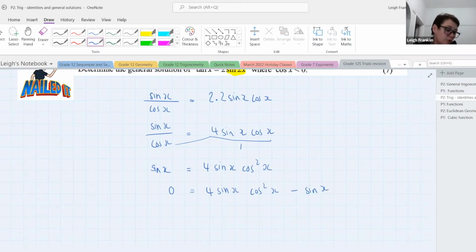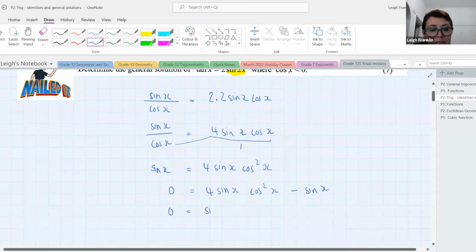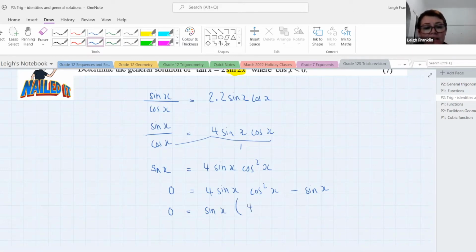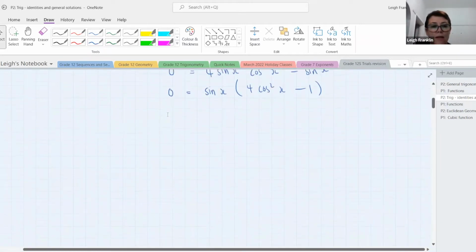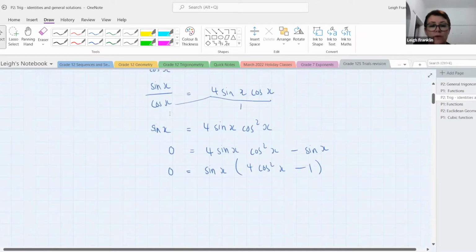Okay, so if you see something that appears in both terms, move everything so that it's on one side, so that we can now start factorizing. Here we're going to take out sine x as our highest common factor, and that leaves us with 4 cos squared x minus 1. All right, so now what do you think we should do?